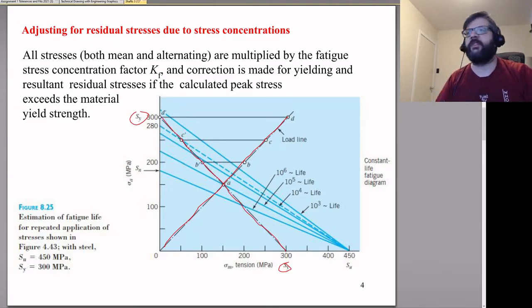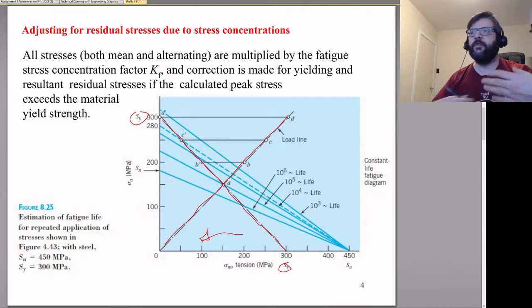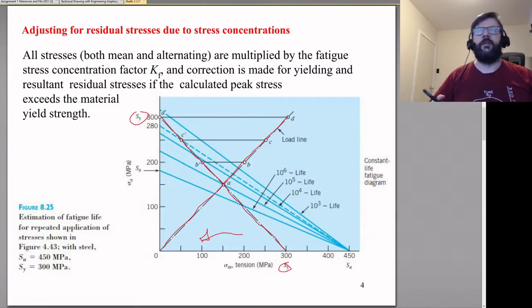the actual stress state at the crack tip gets shifted because you get some sort of residual stress, and that residual stress is compressive. The effect that it has is that it shifts the operating point to the left, because it's applying a negative residual stress. Any residual stress that's there is going to affect the mean, so if you have a compressive residual stress, then you're decreasing the mean stress, shifting to the left here.